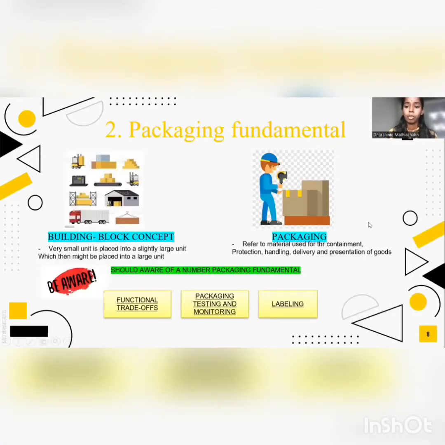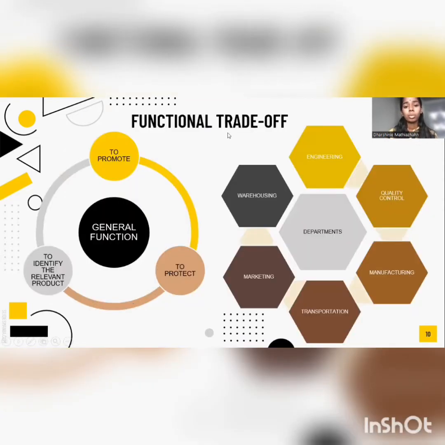Okay, next we go to packaging. Packaging refers to a material used for the containment, protection, handling, delivering, and presentation of goods. We should be aware of a number of packaging fundamentals. There are three. The first one is functional tradeoffs, the second one is packaging testing and monitoring, and last but not least is labeling. Okay, first we go to functional tradeoffs. There are two important ones. The first one is general function.